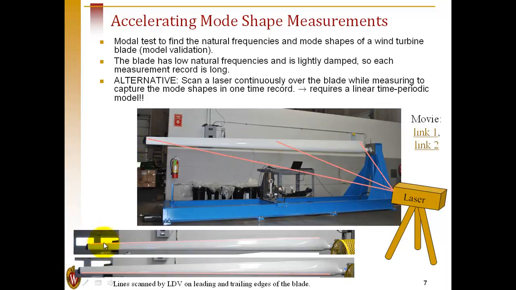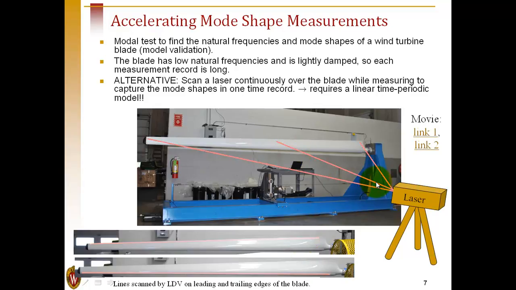These pictures here show a laser being scanned. Actually, look, you can just see the laser line painted on the wind turbine blade. So in 2 measurements, we could acquire data where the laser is visiting all the different locations on the blade. Now the challenge is that the model for the structure then becomes linear time periodic, so we need to understand the theory behind these systems to be able to make sense of the measurement that we get.